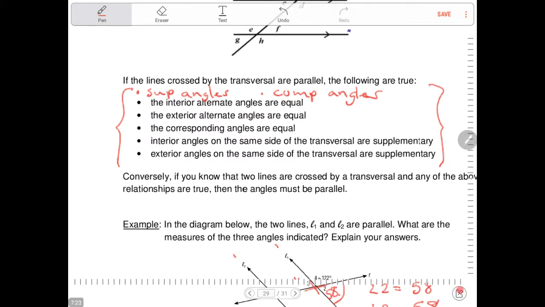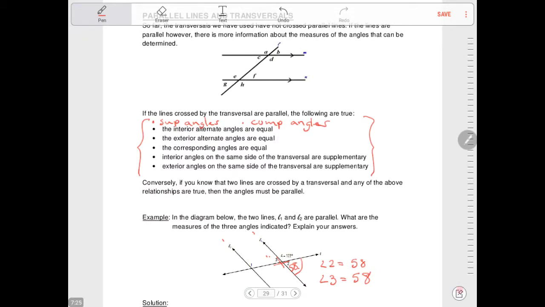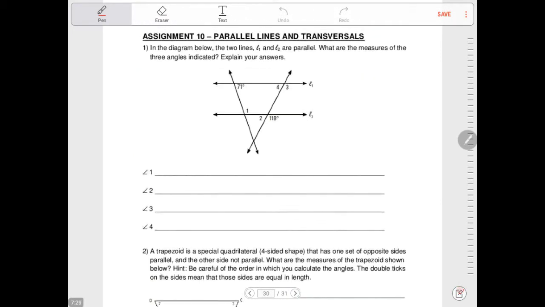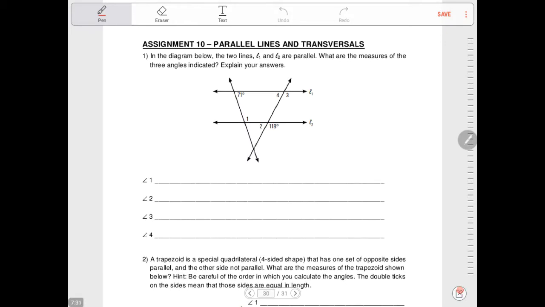And now you're going to use your knowledge to go on and try some further examples, like this one right here. Now, if you look at this assignment, which I am going to have you do, it does want you to find angle 1, angle 2, angle 3, and angle 4, but it also wants you to say, well, why? Are they corresponding? Are they supplementary? What did you use? Why is that the case?